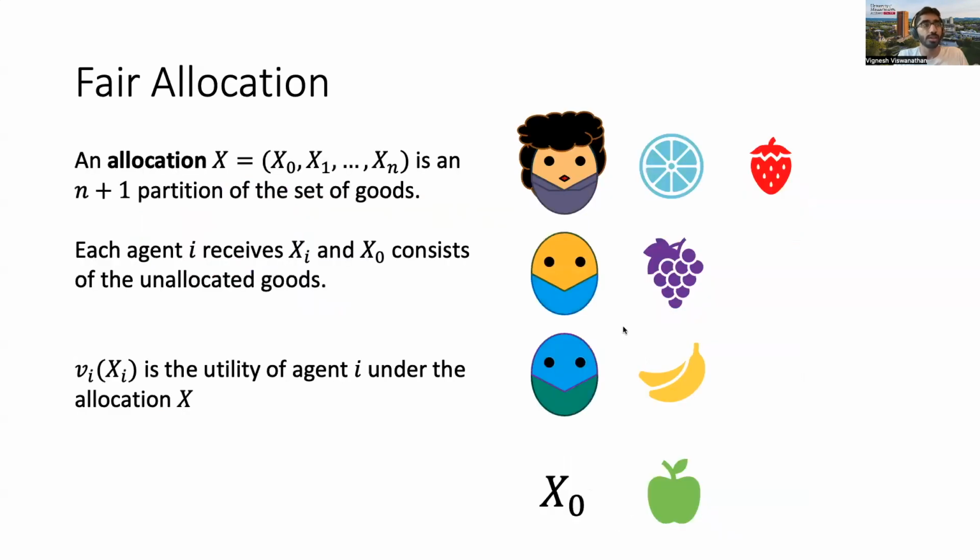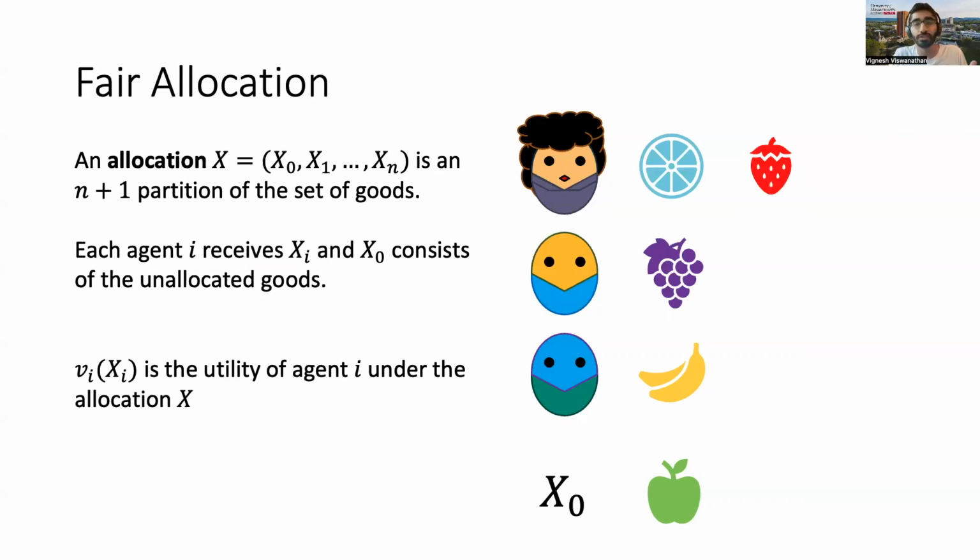Now, our goal in this setting is to compute an allocation of these goods. That is, we want to partition the set of m goods into n plus one sets, which will be denoted by a tuple X, which goes from X0 to Xn, where each agent i receives the bundle Xi, and X0 consists of the unallocated goods. Essentially, we're dividing the goods up and giving an agent some bundle of goods and don't want to allocate each good twice. That's all that's saying.